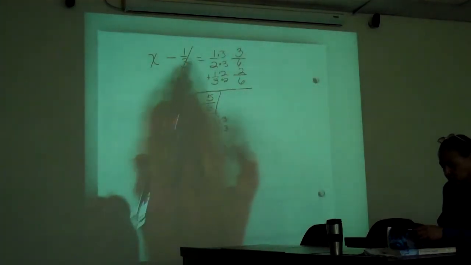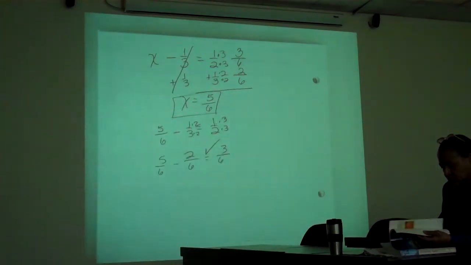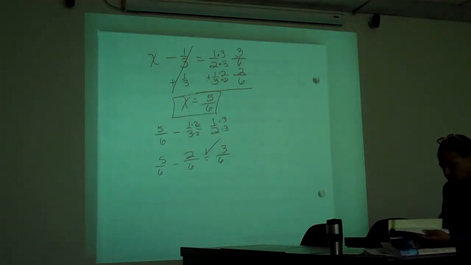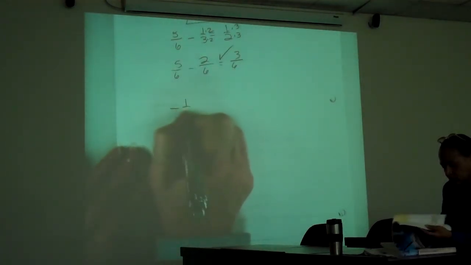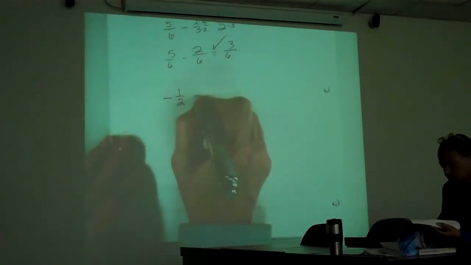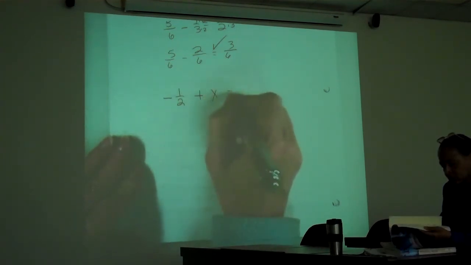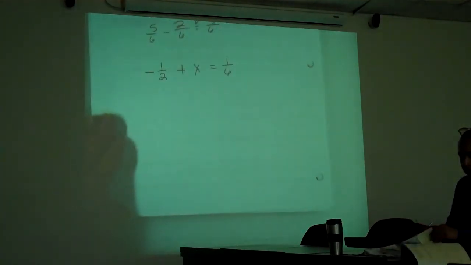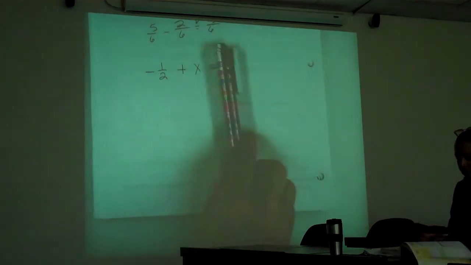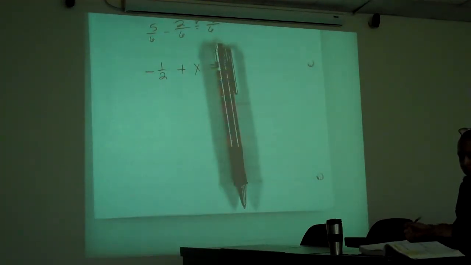You're also going to have some where you have the number in front of your variable. So let's do one like that. Let's say we have negative 1/2 plus x equals 1/6. Look at the side where the variable is. How are we going to make it where it's just x?